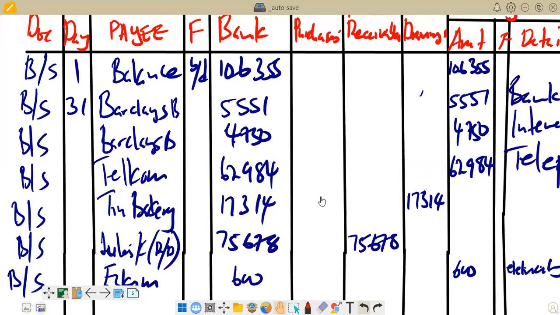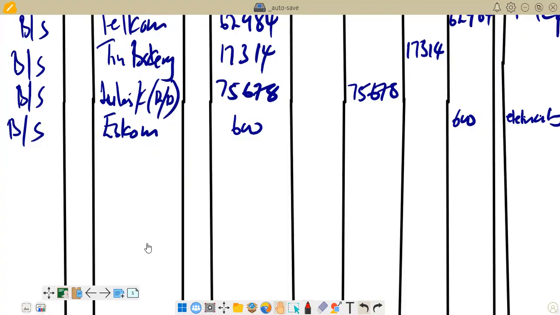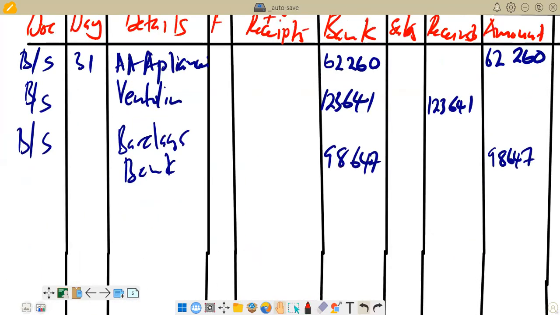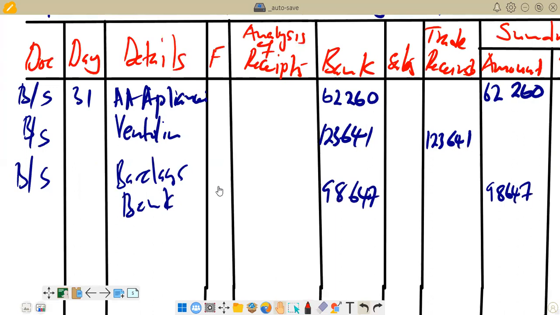So from 106,355 here, we add down to 600, we add the total. You are supposed to get 273,232. The total that you are supposed to get there is 273,232. Then if you go to the debit side, you add the total that you are supposed to get there.